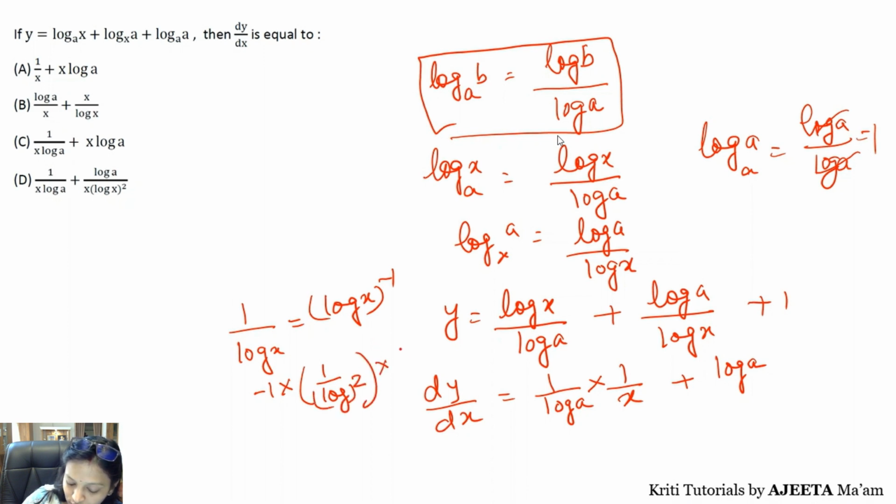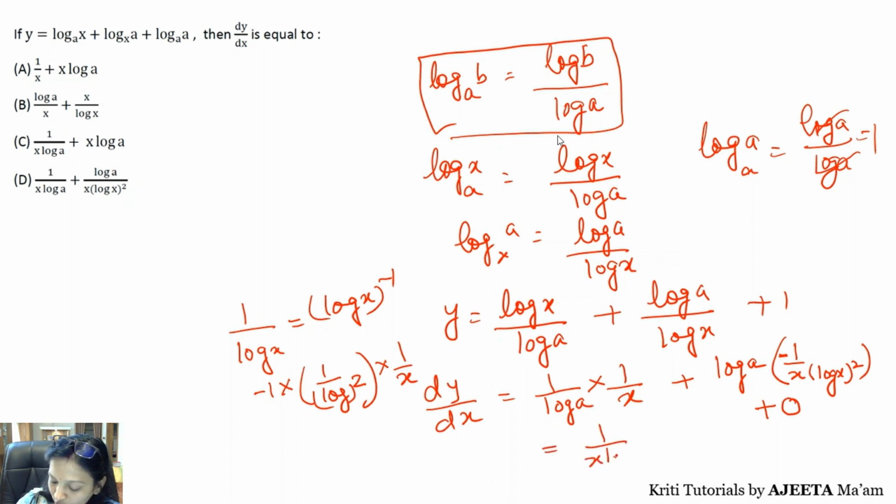And what will come along with this? The derivative, that is 1 upon x, right? So now what you have here? Log a into 1 upon x, log x whole square and negative sign also, and plus 1 is 0 because derivative of 1 is 0. So what's the answer? 1 upon x log a, correct, minus log a upon x log x whole square. This is my correct option.